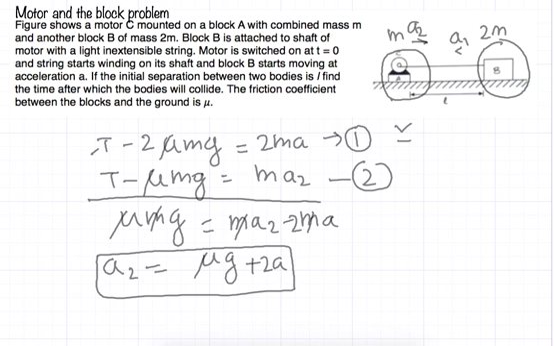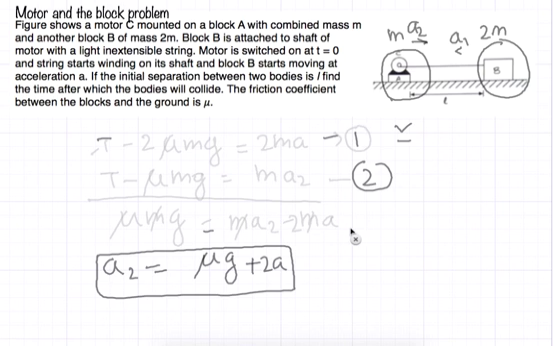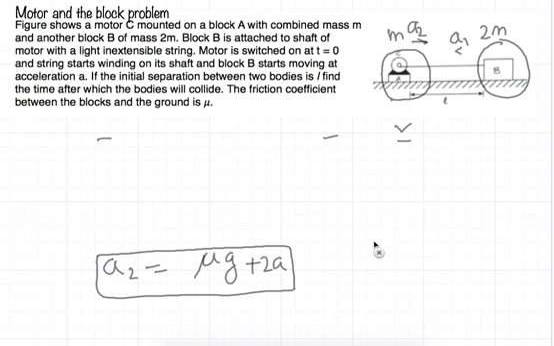Now what to do? What is the question? If the initial separation between two bodies is L, find the time after which the bodies will collide. All right, so there is a bit of difference over here. These two bodies are moving in opposite directions, right? This body and this body.